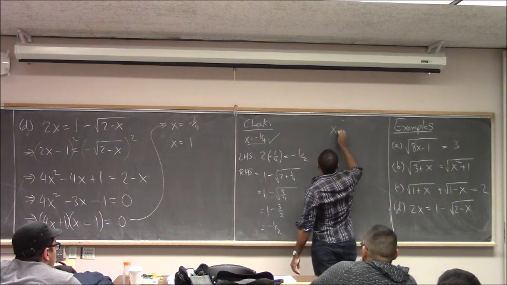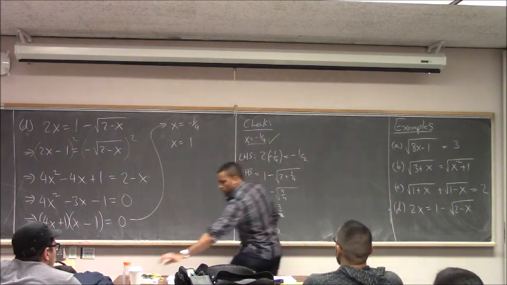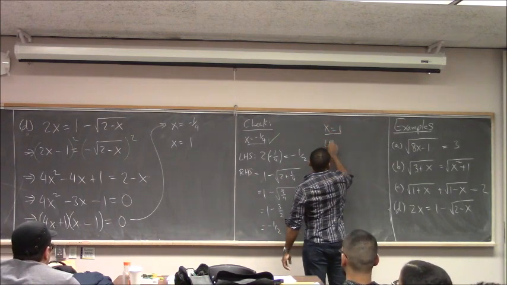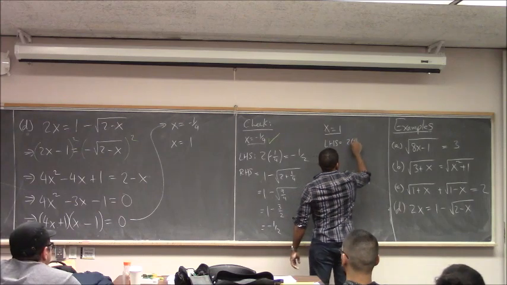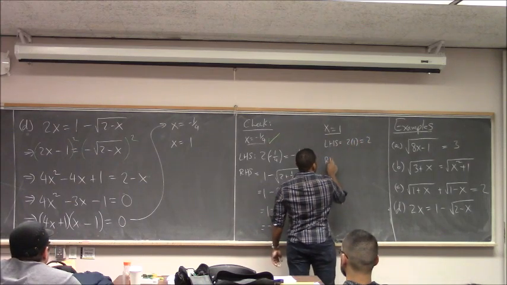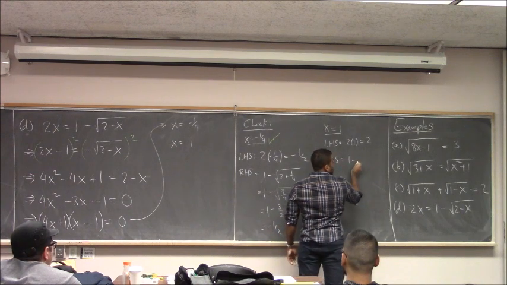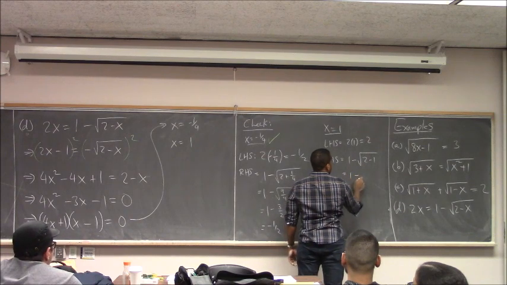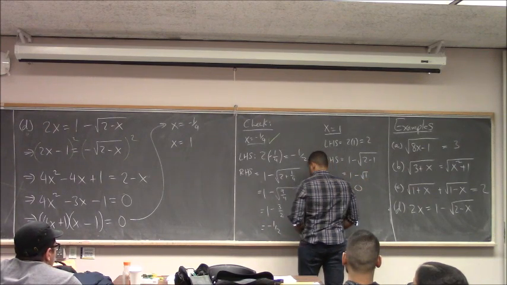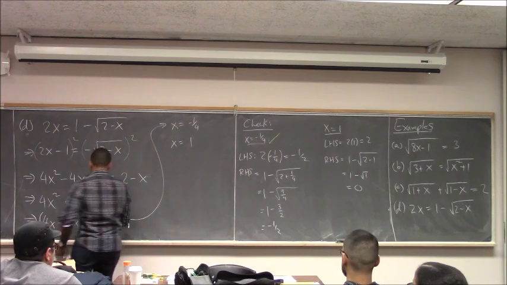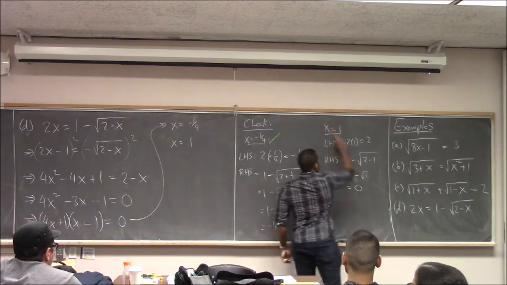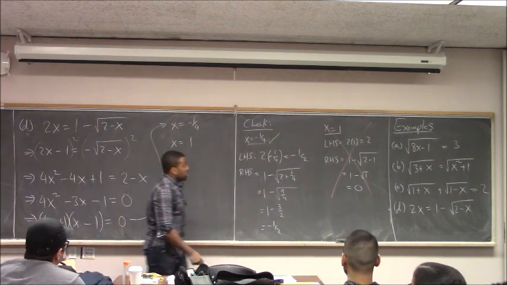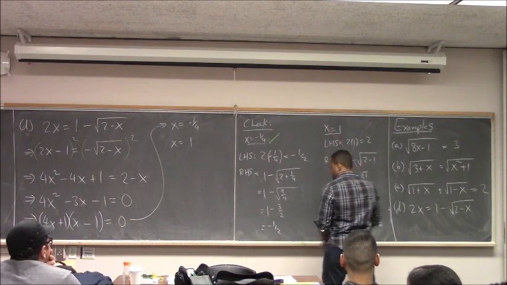If we go with x equals 1, the left-hand side would give us 2 times 1 equals 2, while the right-hand side would give us 1 minus radical of 2 minus 1. This is 1 minus radical of 1, which is 0. Oh. This is a fake solution. He snuck in there. We didn't do anything wrong, right? We applied our rules. So it turns out x equals 1 did not work. This is an extraneous solution.